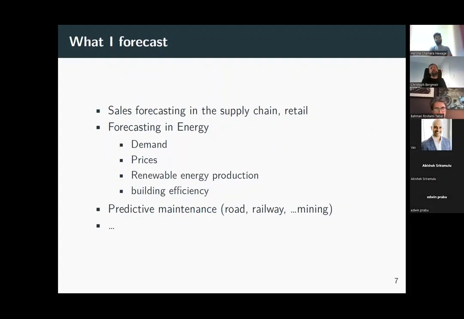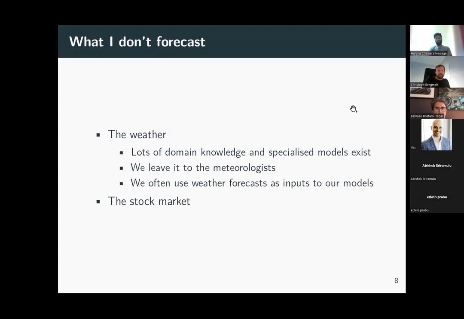So that gives you an idea of what I forecast, right? So I think in forecasting, we can do sales forecasting and supply chain and retail. In energy, there are many forecasting problems like demand, price, renewable energy production, also building efficiency, predictive maintenance for road, railroad, mining, other types of machinery. But interesting enough, there are also quite some things that I don't forecast.